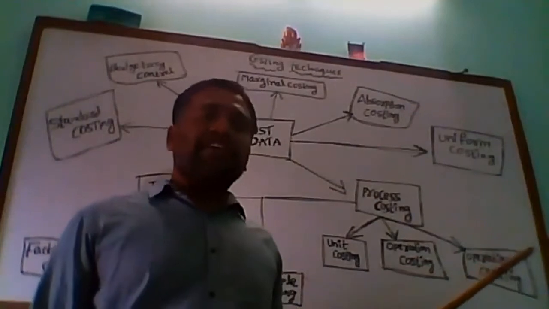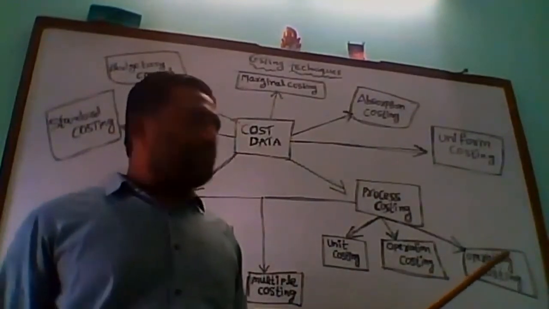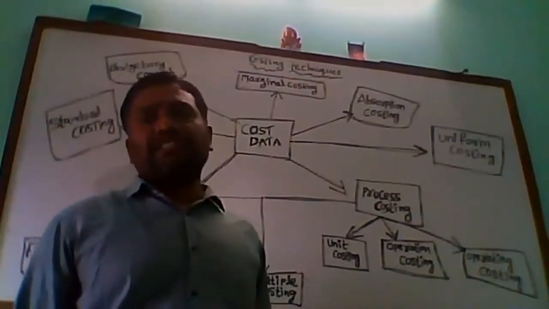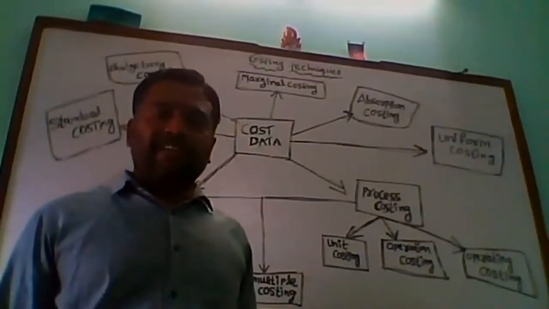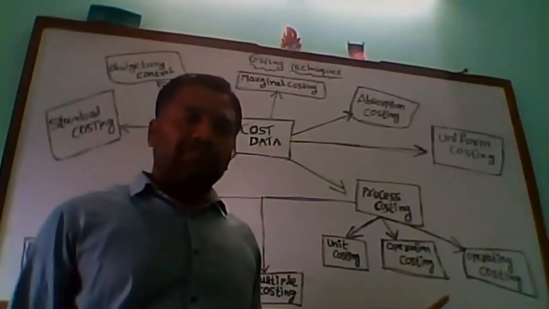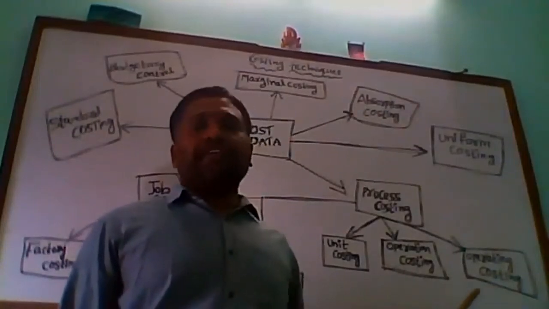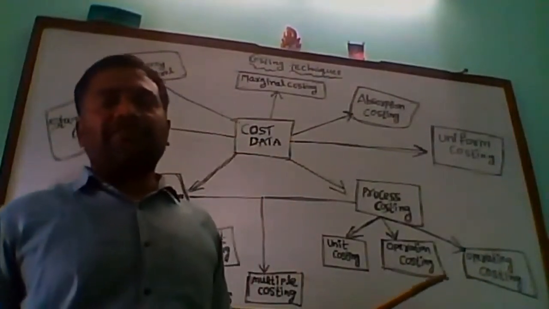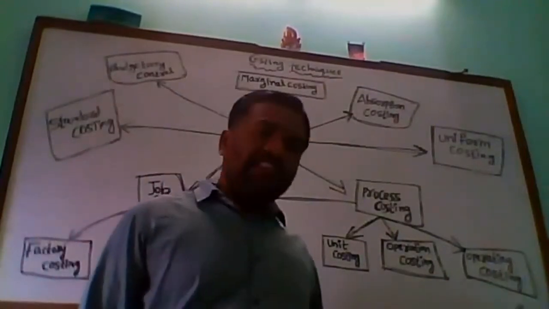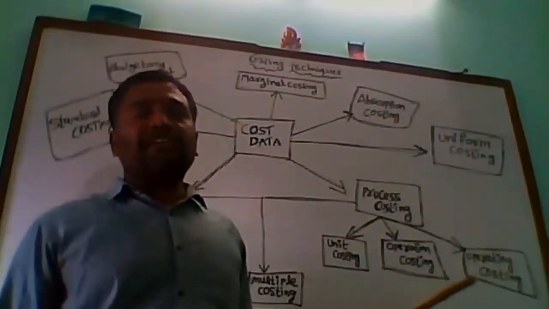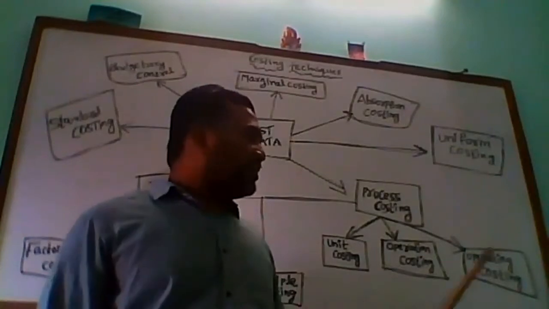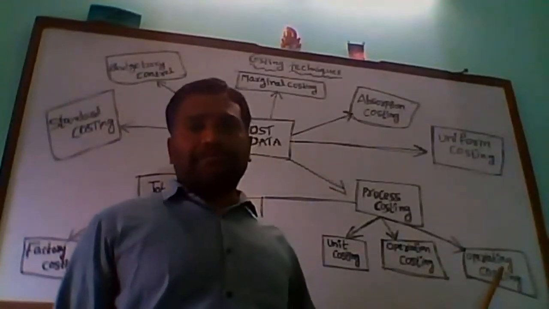Another one we call operating costing. Normally this is for service industries like railways and postal, where the service sector uses operating costing. They carry out different operations and services, and the costs that are incurred, they record under operating costing.